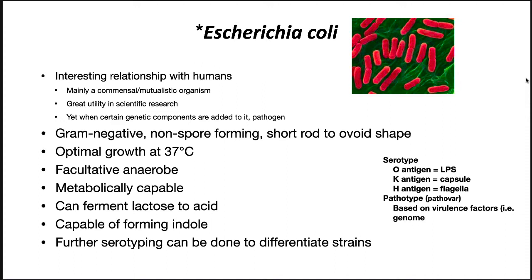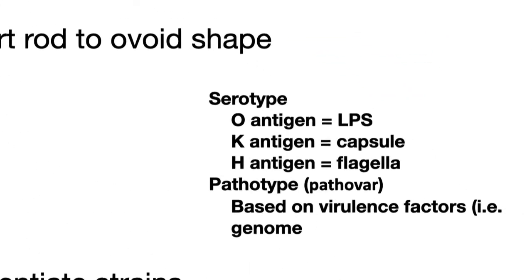You probably already know this, but just in case you don't, E. coli is a gram-negative, non-spore-forming, short rod to ovoid shaped cell. And there's a picture up there at the right. Its optimal growth is at 37 degrees centigrade, it's a facultative anaerobe, it's metabolically capable. It can ferment lactose to acid, and it's capable of forming indole. Both of those are distinguishing characteristics of the organism that can help to identify it. Further serotyping can be done, and it often is, to differentiate strains.